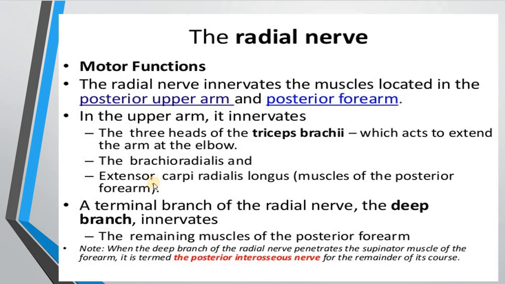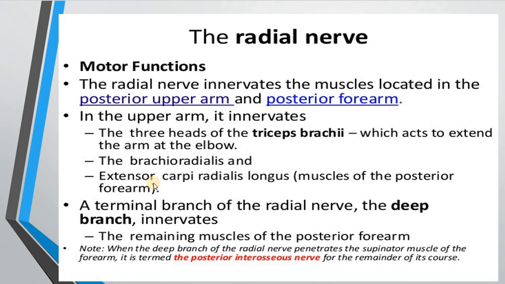In this next one, we are going to see the motor functions of the radial nerve. The radial nerve innervates the muscles located in the posterior upper arm and the posterior forearm. In the upper arm, it innervates the three heads of the triceps brachii, which extends the arm at the elbow. The brachioradialis is supplied, and the extensor carpi radialis longus, ECRL, in the posterior forearm. The terminal branches of the radial nerve, the deep branches, innervate the remaining muscles of the posterior forearm.